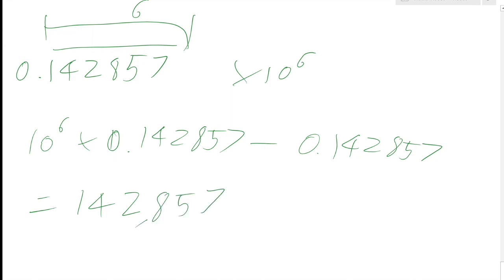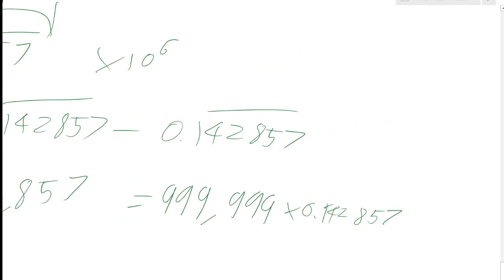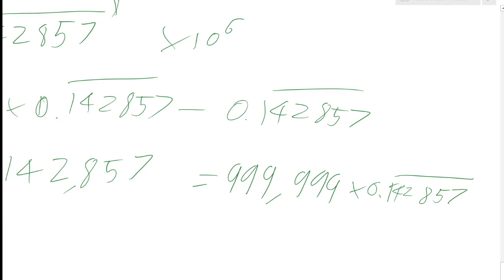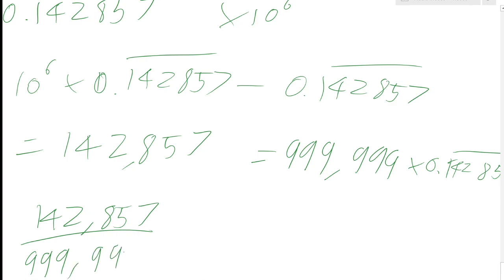which we happen to know equals 999,999 times, I should really keep drawing the lines in, equals 999,999 times 0.142857 recurring. We can then write that as 142,857 over 999,999. And if you were to simplify that, you would find that simplifies down to a seventh.